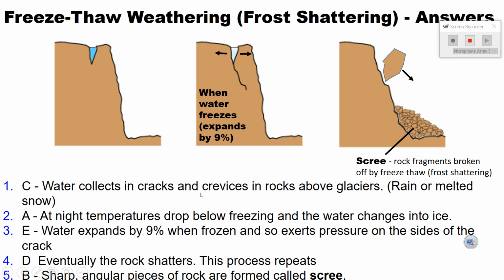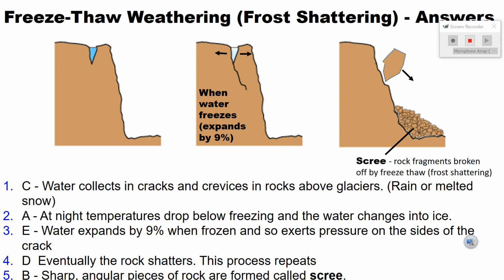So the correct order was C, was number 1. Water collects in cracks and crevices in the rock above the glacier. Okay, like this. It could be what we call joints. Remember, they're vertical lines, or bedding planes are horizontal ones. And it doesn't just have to be above. It could be into the side of the cliff as well.